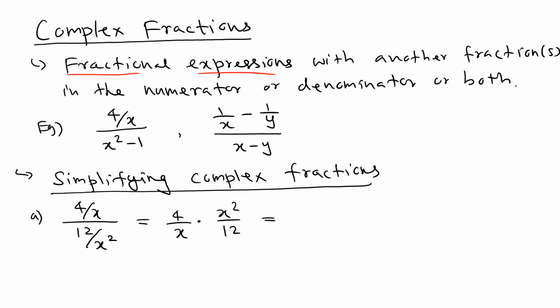After that, this is just a fraction multiplication problem. So you're going to cancel the common terms. 4 and 12 cancel, so this is 3. This x cancels one of them. That means you simply end up getting x divided by 3. So it's very simple. Let's look at a little more complicated one.